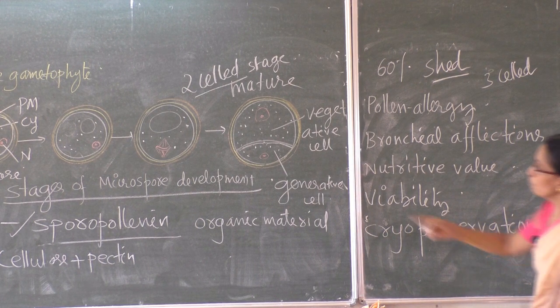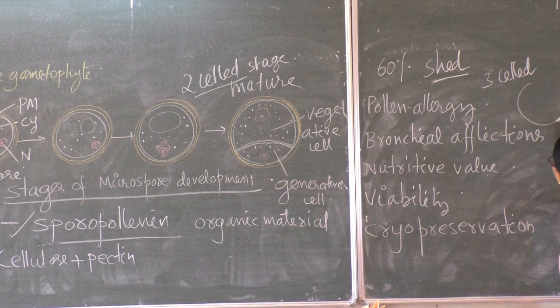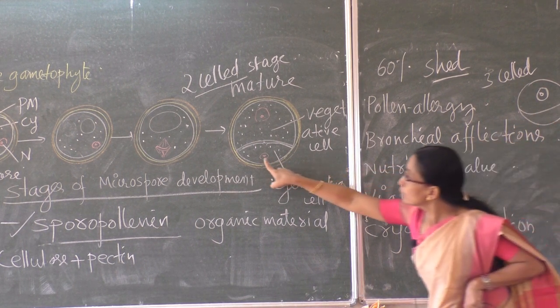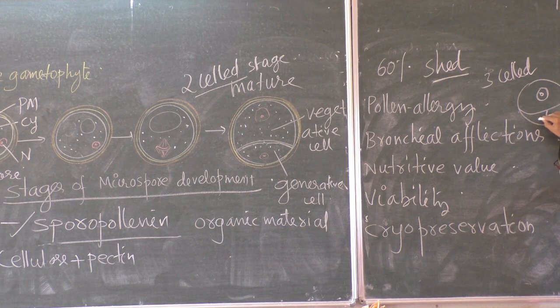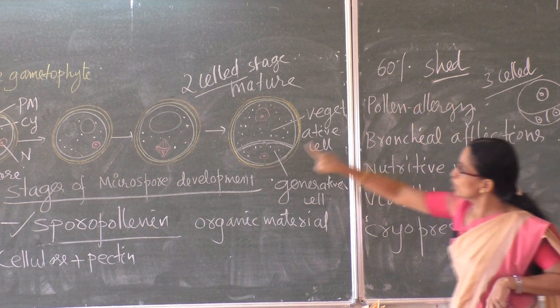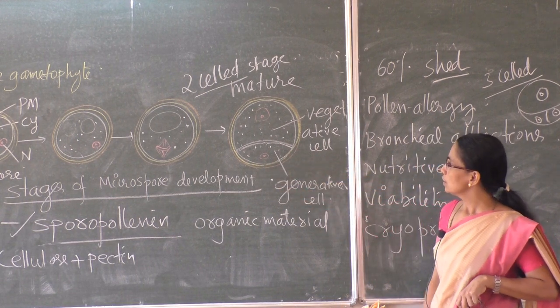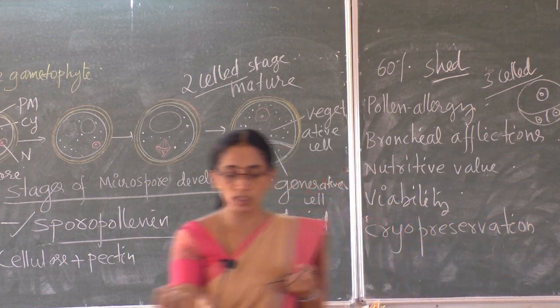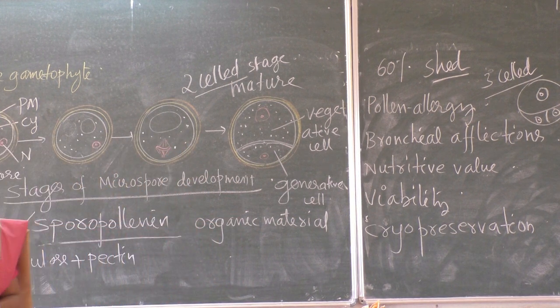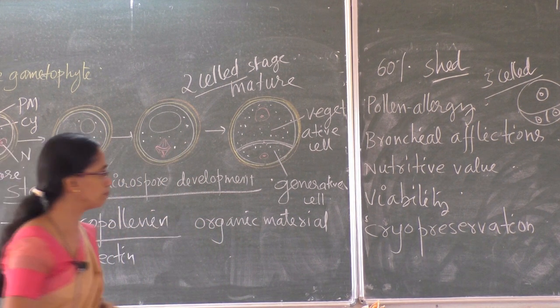Which are the three cells? One is the vegetative cell and the generative nucleus. The generative nucleus divides and results in the formation of two male gametes. Now the pollen grain is with three cells. So in 40% of the angiosperms, pollen grains are shed at the three-celled stage, and in more than 60%, at the two-celled stage.